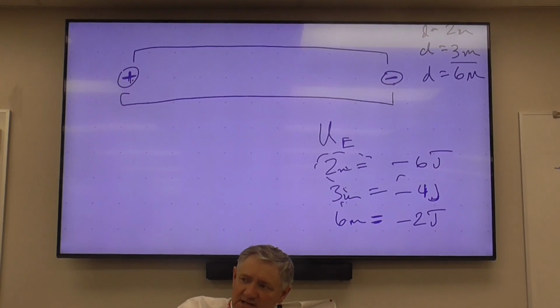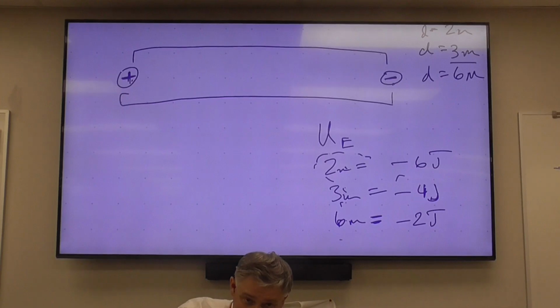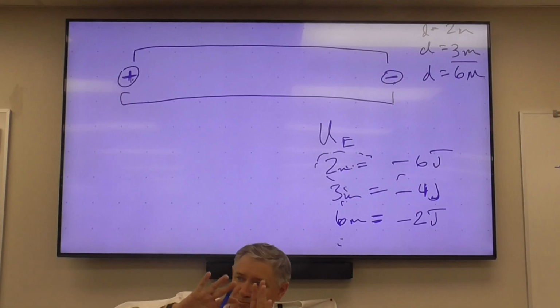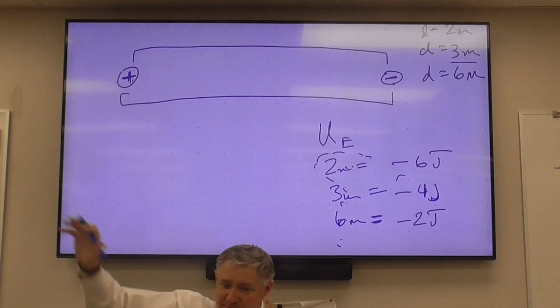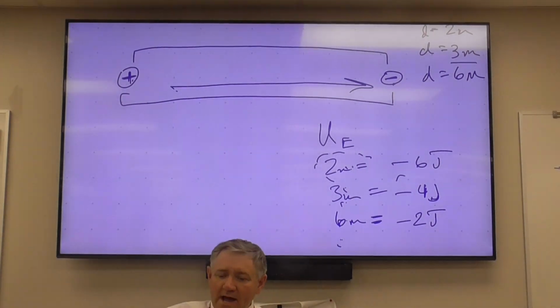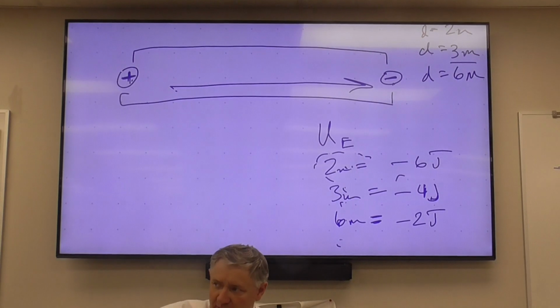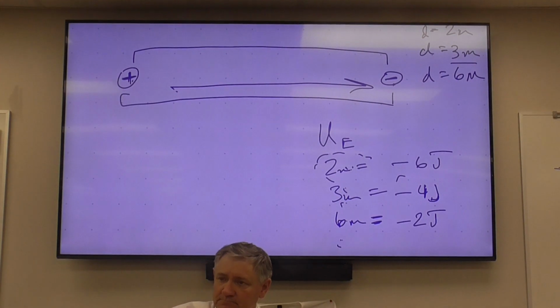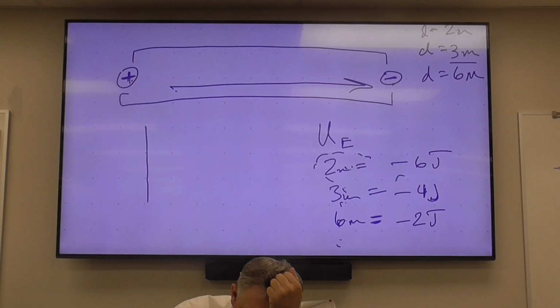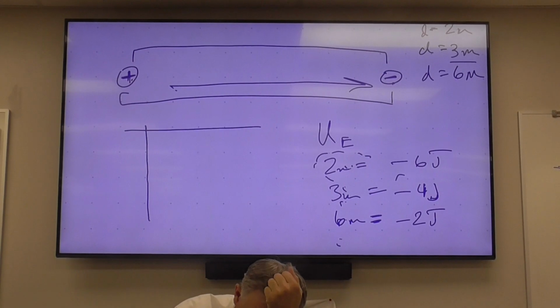So as the distance gets bigger, when you go from 2 to 3 to 6, and you push this negatively charged particle away from that proton, what happens to the value of PE? Decreases. So if you were to draw a graph, and the graph itself gets a little bit weird.